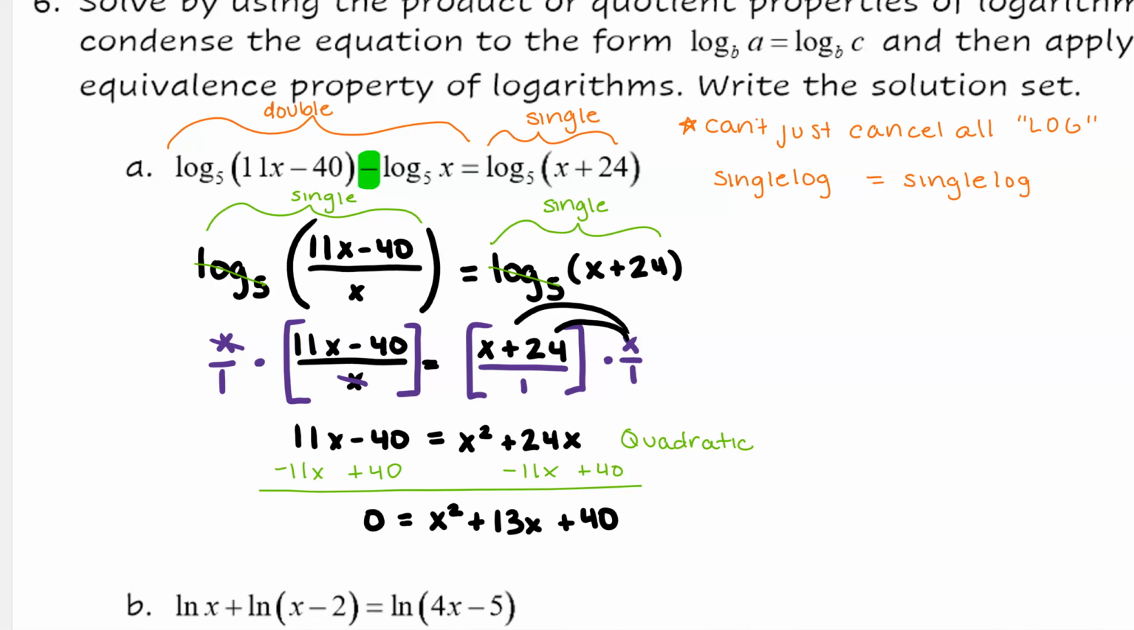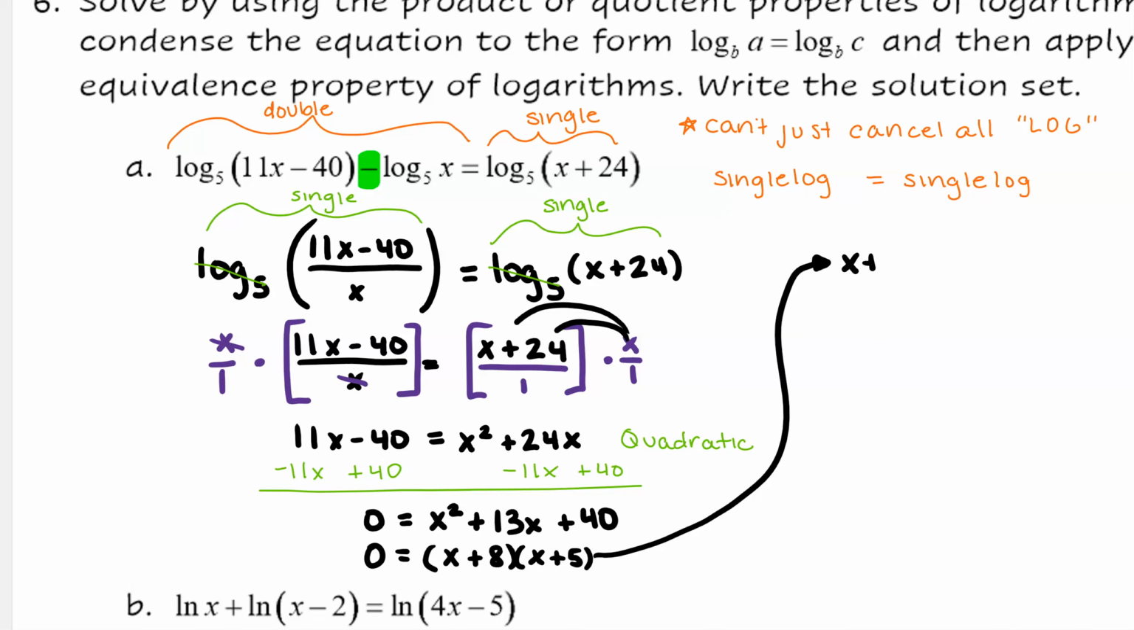So now, can I double bubble this? Can I find two numbers that times together to equal positive 40, so two pluses or two minuses, but add up to positive 13? And I think I can. I think that's 8 and 5. So x plus 8, x plus 5. And now we have to set each bubble equal to 0. So x plus 8 equals 0, meaning x equals negative 8. Or x plus 5 equals 0, meaning x equals negative 5.